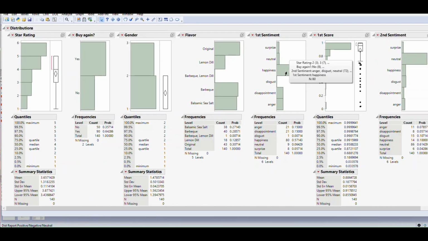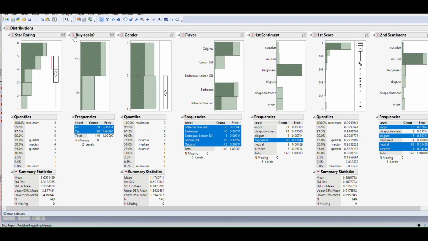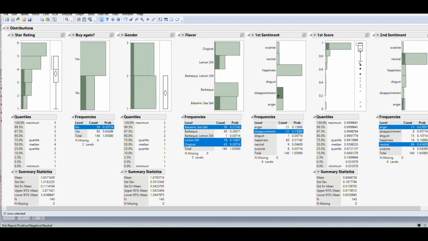Looking at the interrelationships, we select happiness. It is linked to yes, would buy again, and to the high star ratings. Disappointment, on the other hand, is associated with no and the lower star ratings.